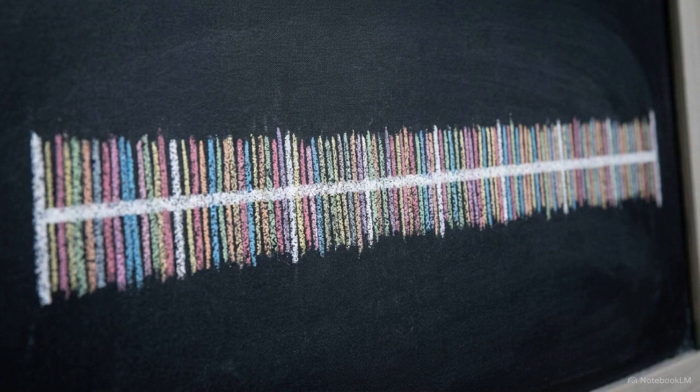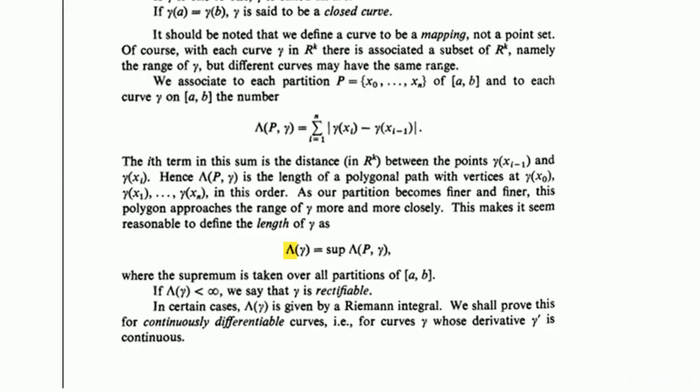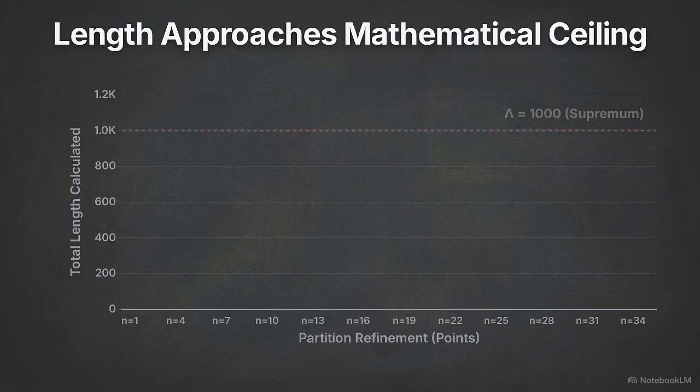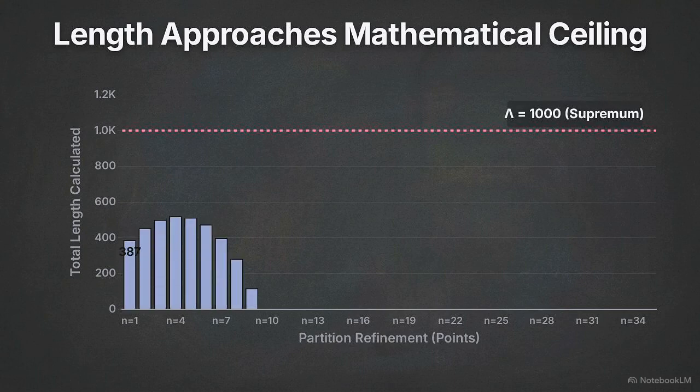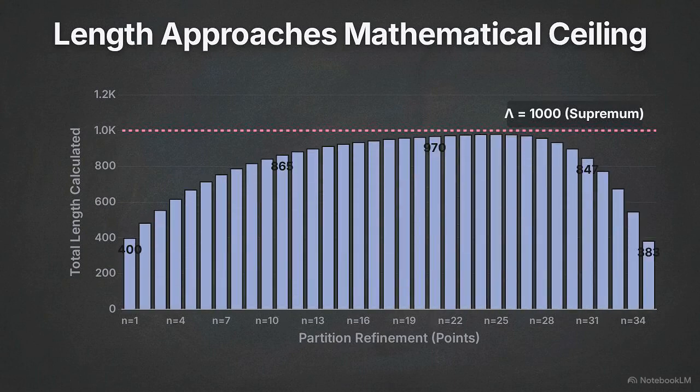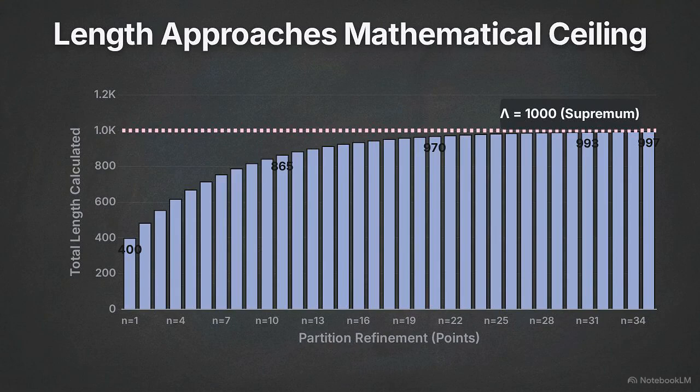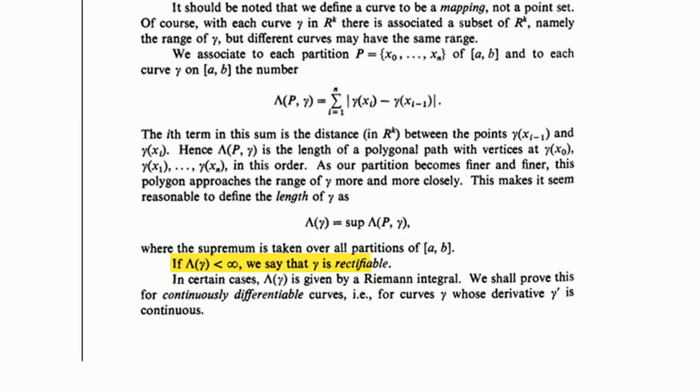What is the result if we evaluate every possible partition of the interval? Rudin defines the total length of the curve as the supremum of these polygonal sums. The supremum is the least upper bound. As partitions become finer, the calculated length increases toward a specific mathematical ceiling. If this supremum is finite, we say that the curve is rectifiable.